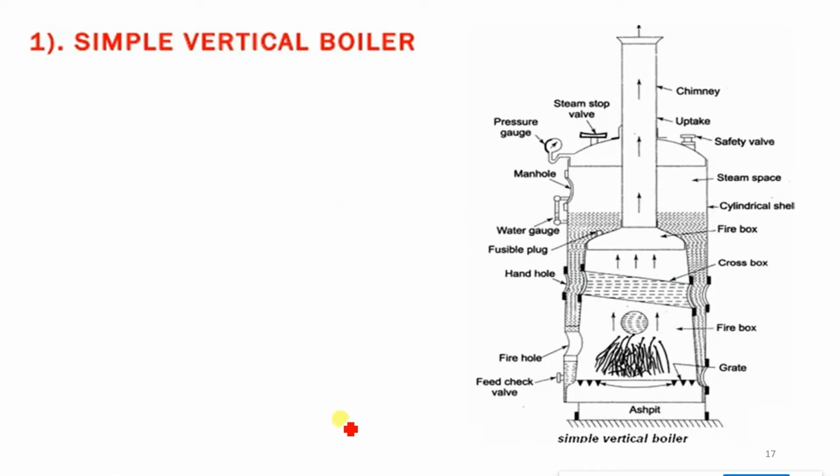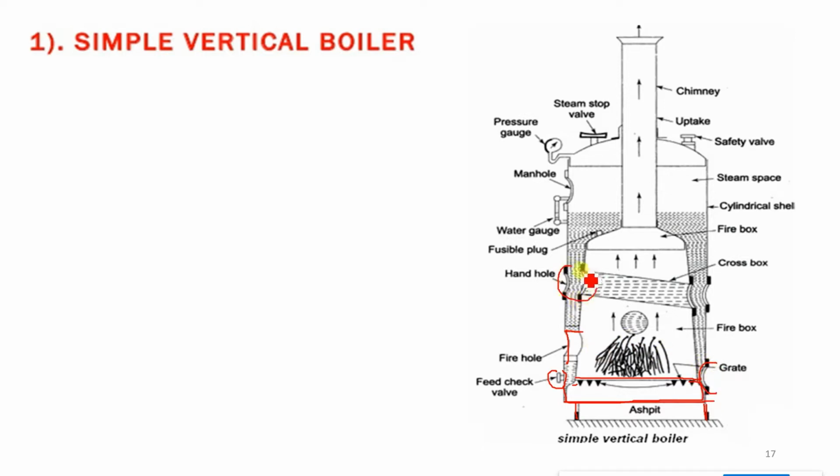Here you can see the lower part is the ash pit. This is the stand. The lowermost part of any boiler is the ash pit. This is the grate. Here the feed check valve is provided. Here is a fire door, also called the fire hole. This is where a manhole is provided.